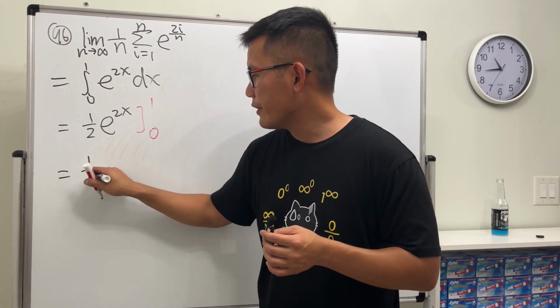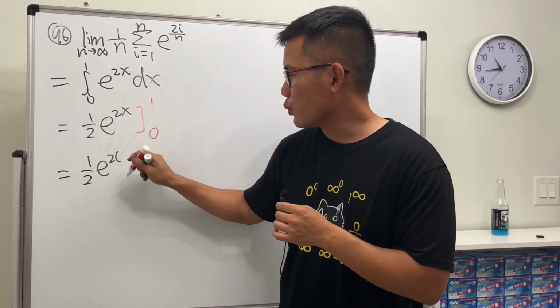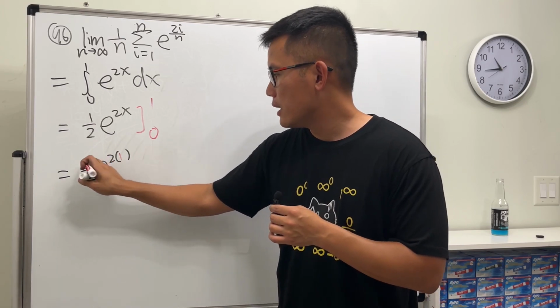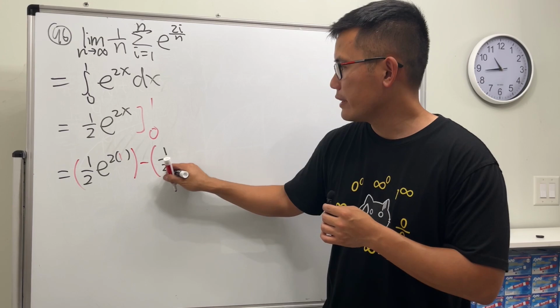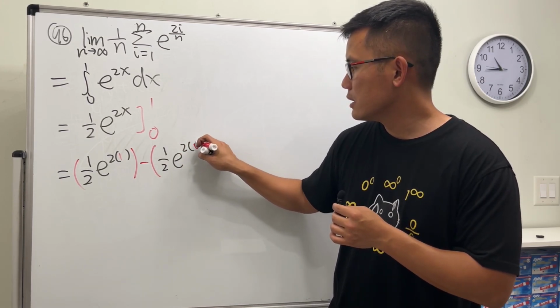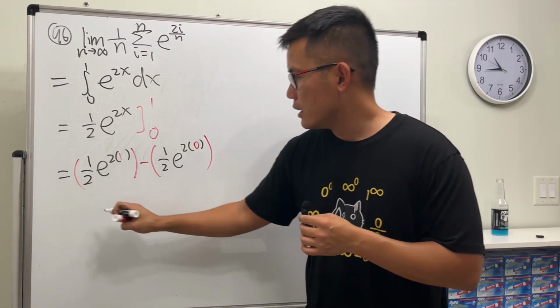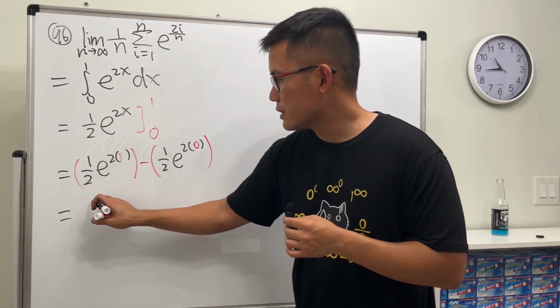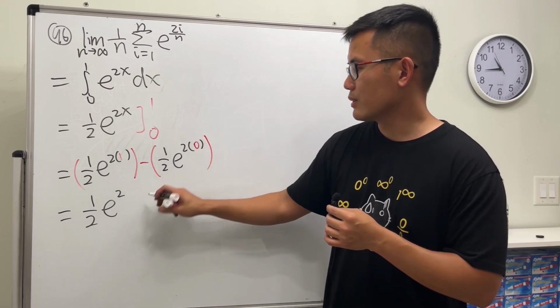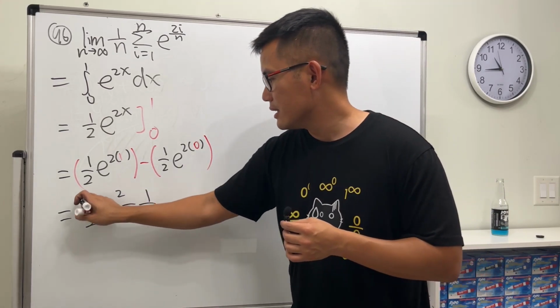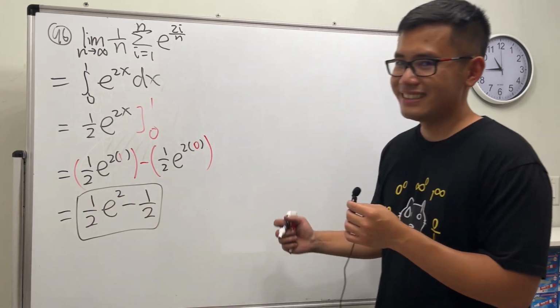Sometimes it does matter, so don't ignore it. So here we have 1/2 e to the 2 times 1. And then minus, plugging 0, 1/2 e to the 2 times 0. Okay, this is just 1 over 2 e squared, and this is just 1, so just minus 1/2. Done.